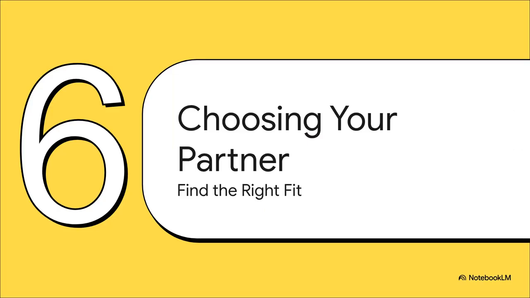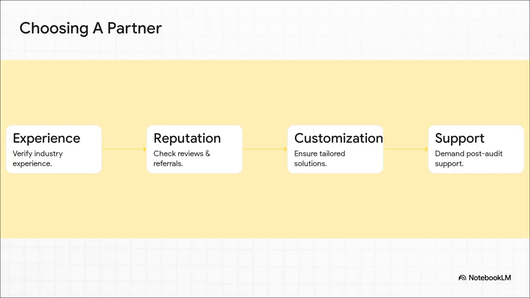And finally, Section 6. Choosing your security partner. The market is completely saturated, so how do you actually choose the right fit? Well, follow these 4 steps. 1. Verify industry experience. Do they know the unique challenges of your specific sector? 2. Check their reputation and ask around for referrals.